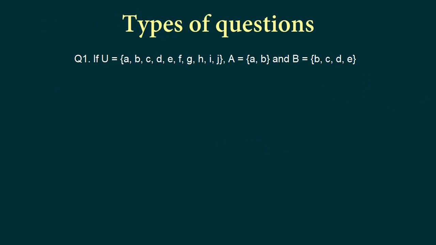So here we are given a universal set U, and we have two sets given, set A and set B. And the type of questions that we are going to be solving will look like this. How do we find A complement? How do we find B complement? How do we find the complement of A union B? And how do we find the complement of B minus A?